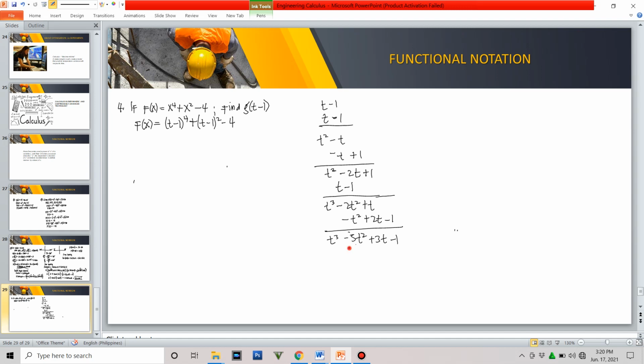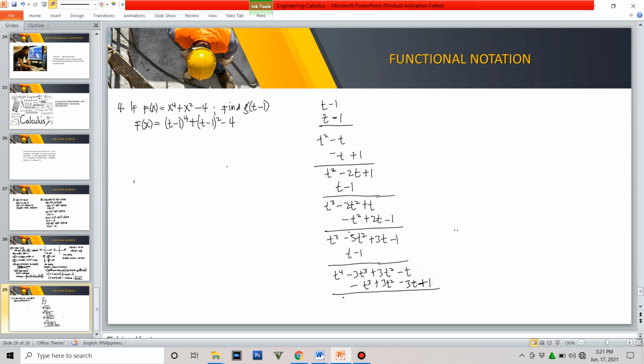So again, we multiply this by t minus 1. We have t raised to 4 minus 3t cubed plus 3t squared minus t. Okay, so for the negative 1, negative t cubed yun, and then that would yield to positive 3t squared, and then this is negative 3t, then this is plus 1.